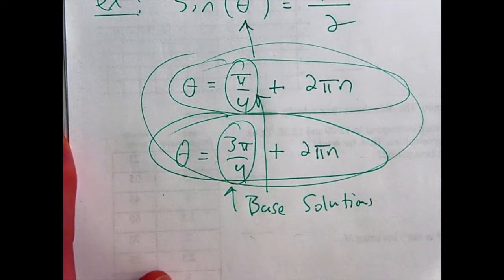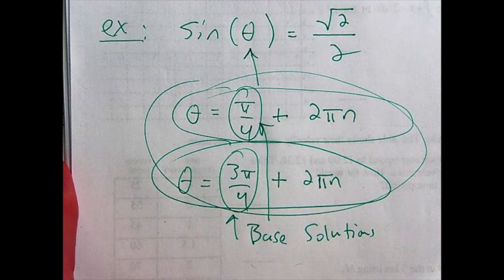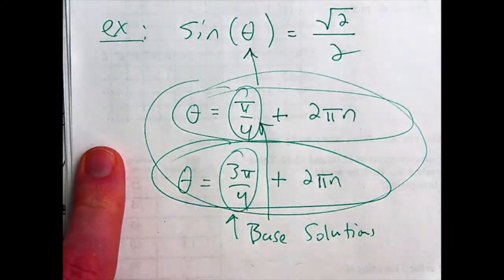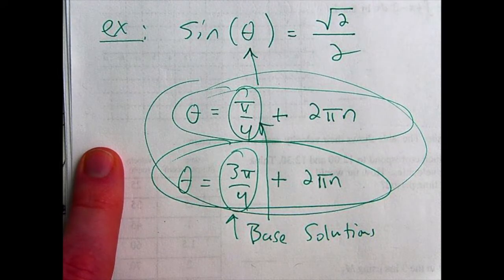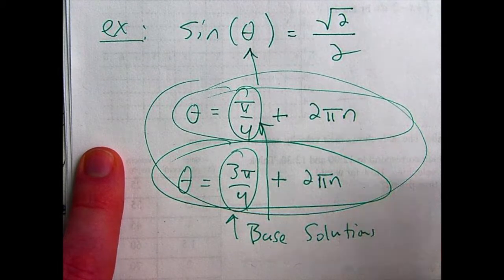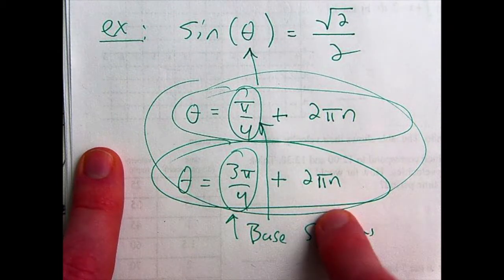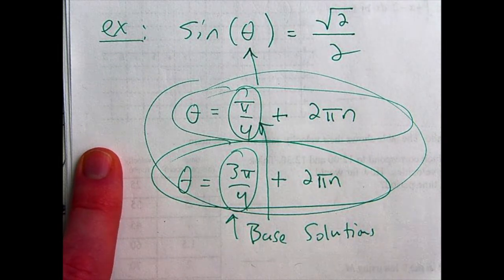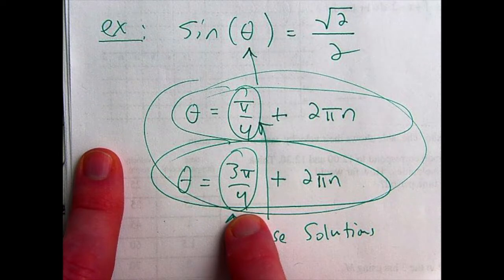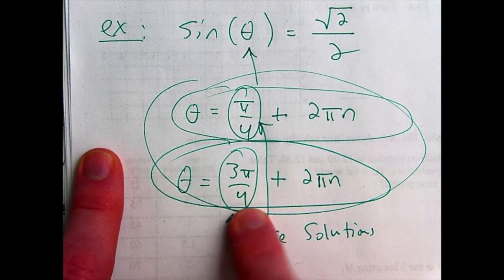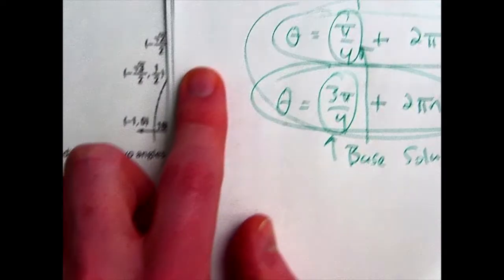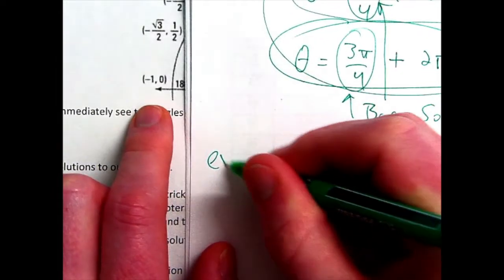So the way to solve trigonometric equations basically goes like this. You identify your base solutions, that's the solutions on the unit circle, and then you slap on 2 pi n to account for the fact that any angle coterminal with those base solutions would also work, okay? So let's maybe just do another example.